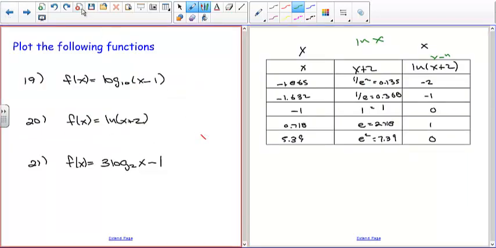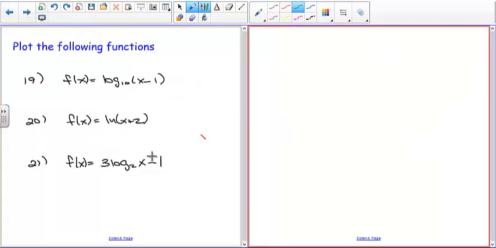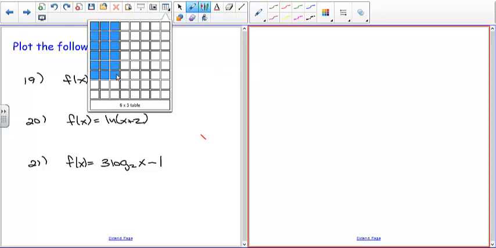Now the last one is a little more difficult because you've got this factor of 3, which is going to stretch it in the y direction, and this is going to move it in the y direction. So as far as the table is concerned, it's actually pretty easy. It's easier than the other ones to figure out what to do.